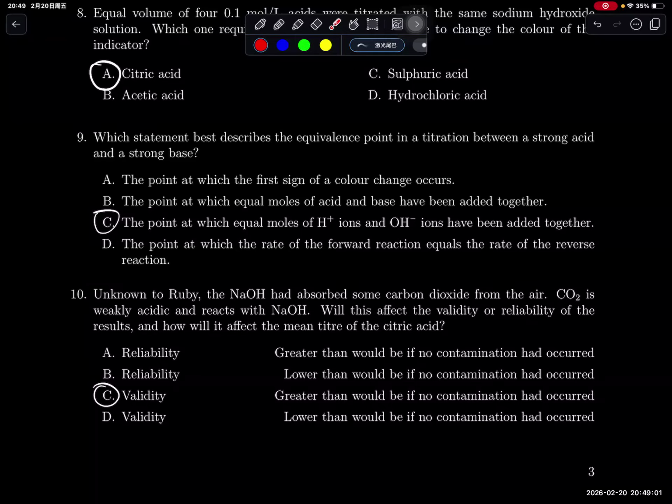People would also choose B as the right choice, but this is not necessarily true. It's true when you have a 1-to-1 ratio, but it's not true if you don't have a 1-to-1 ratio. But it's always true if you pick C, because when H plus and OH minus balance, that's completion.